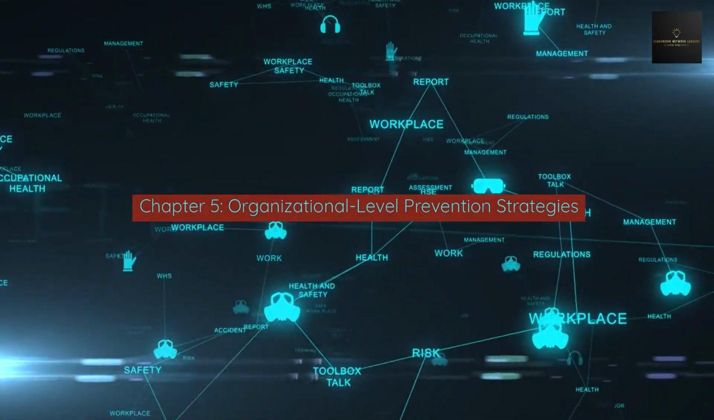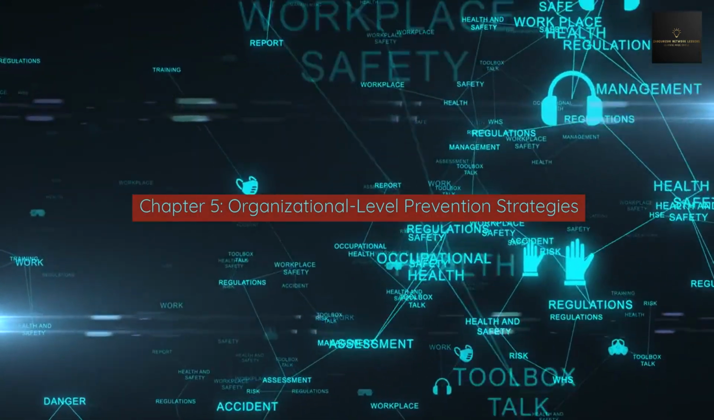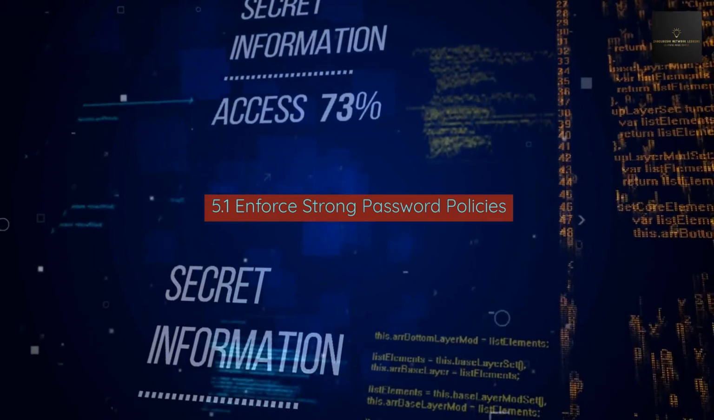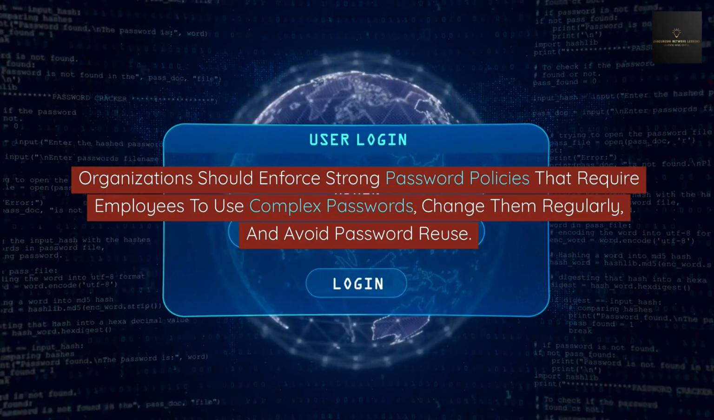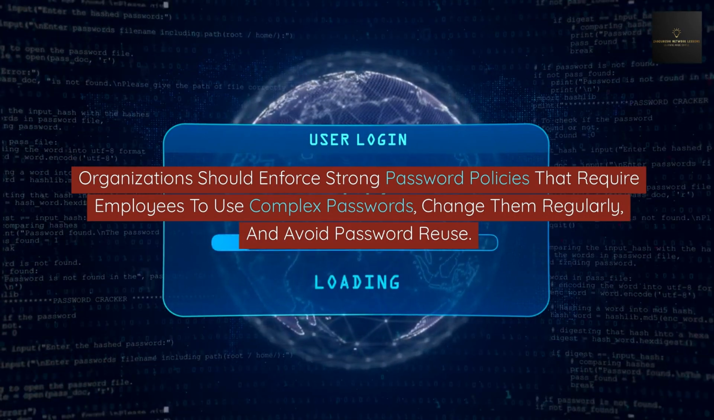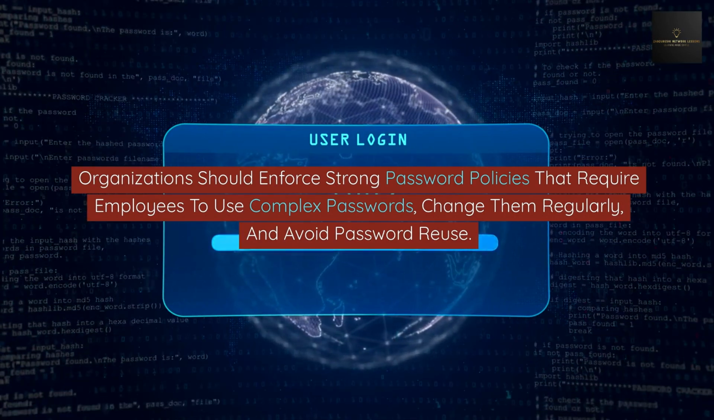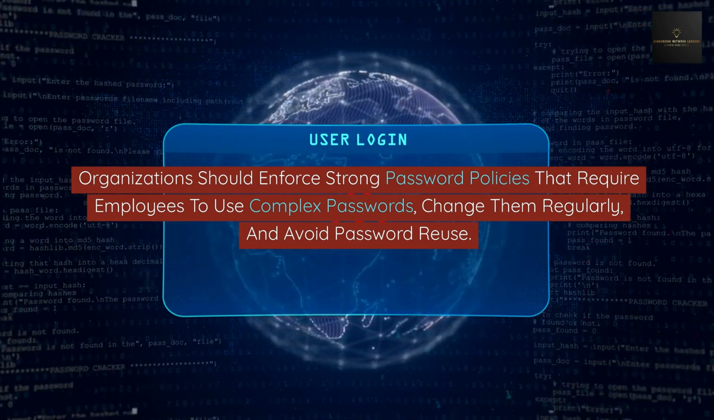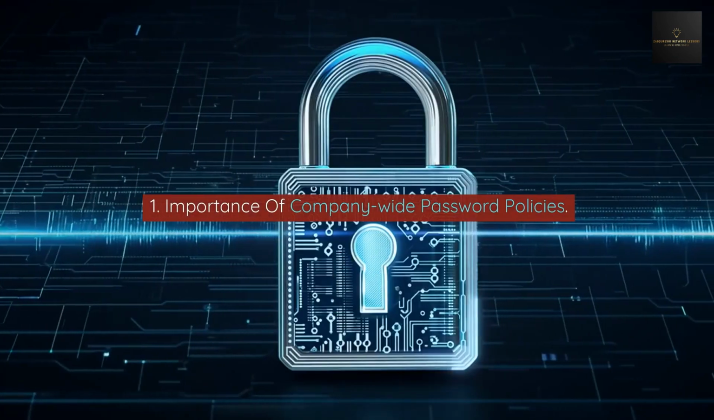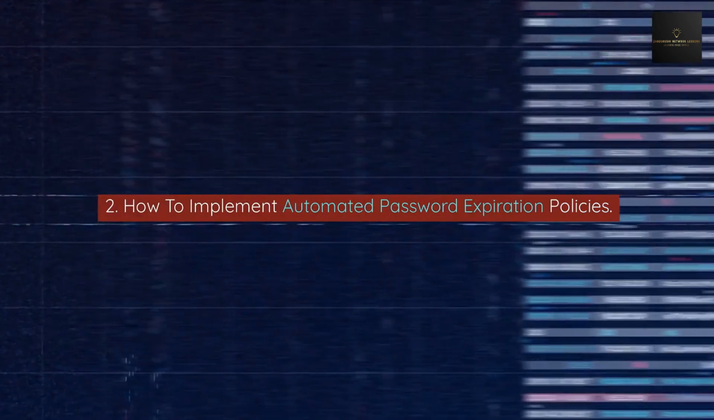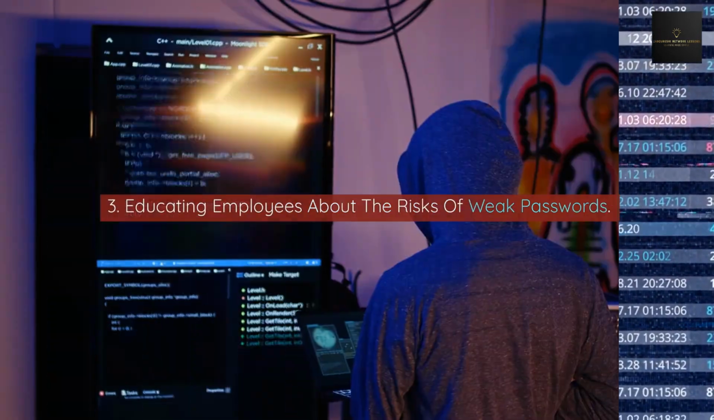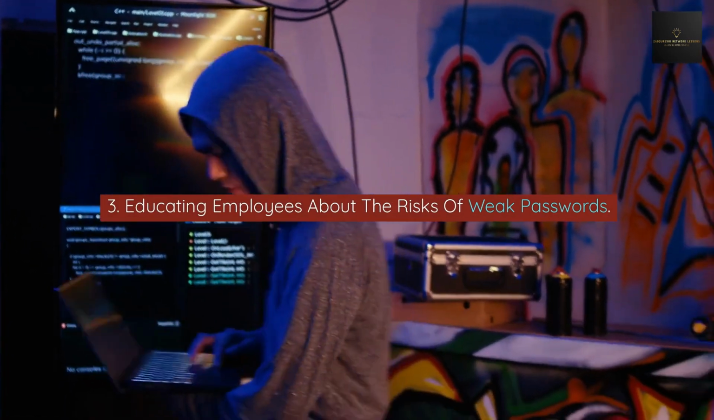Chapter 5. Organizational level prevention strategies. Point 1. Enforce strong password policies. Organizations should enforce strong password policies that require employees to use complex passwords, change them regularly, and avoid password reuse. Details. 1. Importance of company-wide password policies. 2. How to implement automated password expiration policies. 3. Educating employees about the risks of weak passwords.